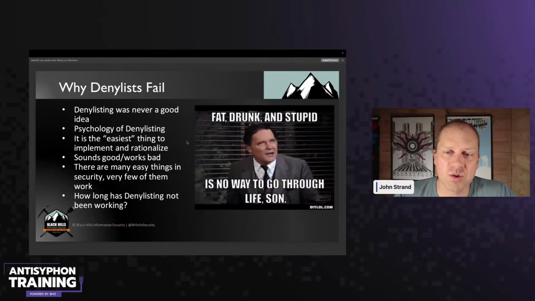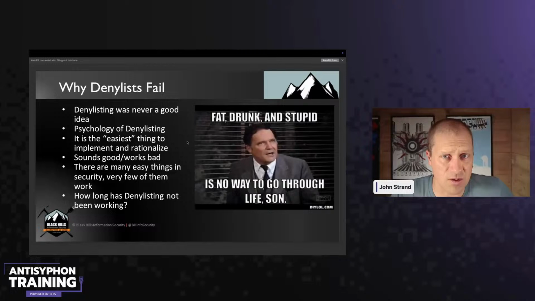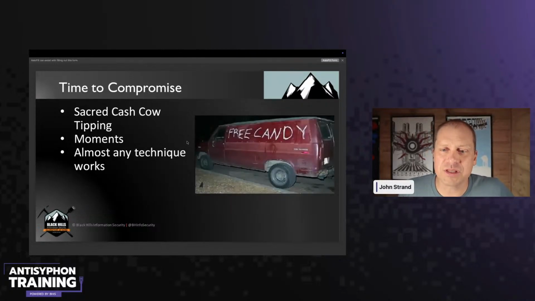So denialists don't work, even though denialists get right into the brain of what we're actually thinking about. Denialists have not been working since like 99, and Marcus Ranum in his article. So when we're looking at post-exploitation, if we're working with just a standard denialist methodology, this gets us into the sacred cash cow tipping series that we did at Black Hills Information Security, where every year we would get together and bypass all the major antivirus engines in a day, and then we'd share how we did that. You can see those videos out there. They were awesome, a great, great time.